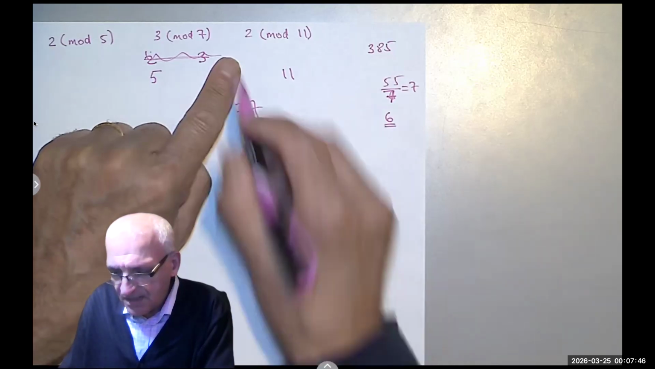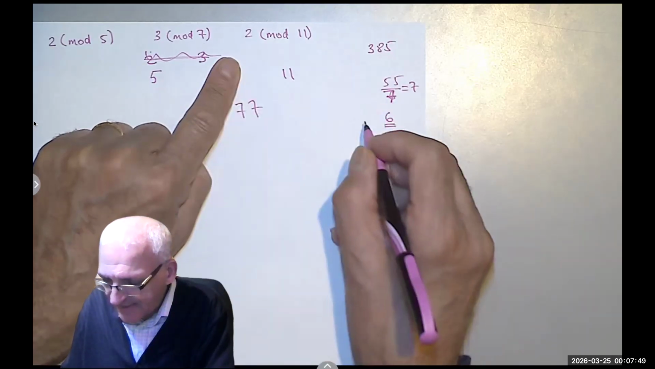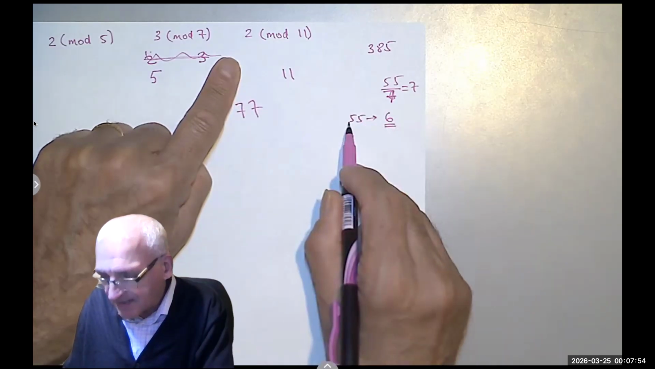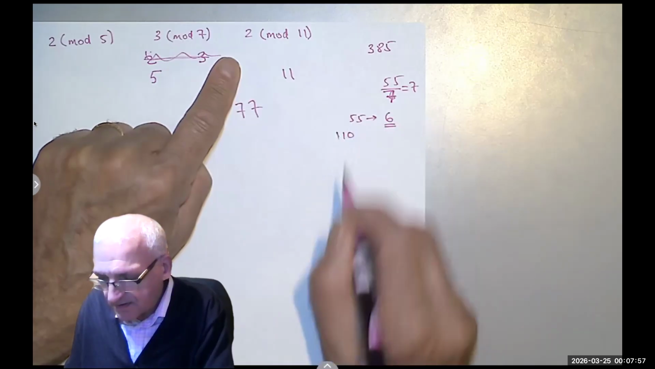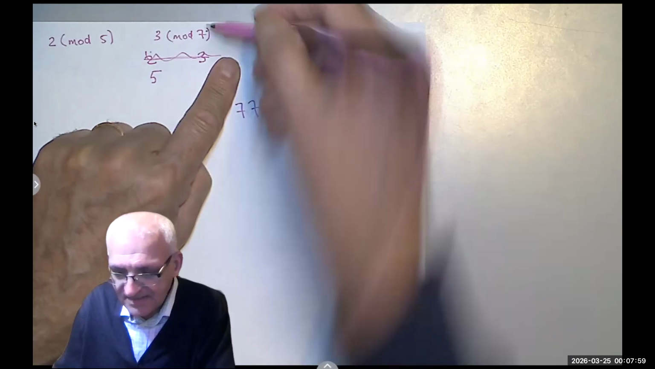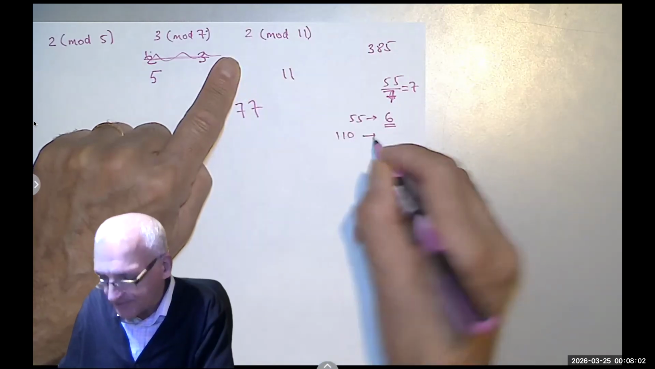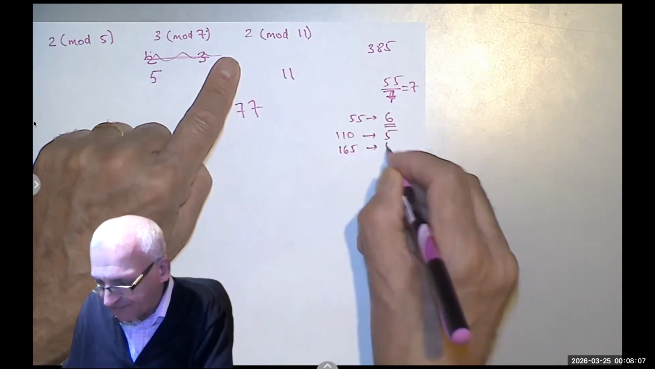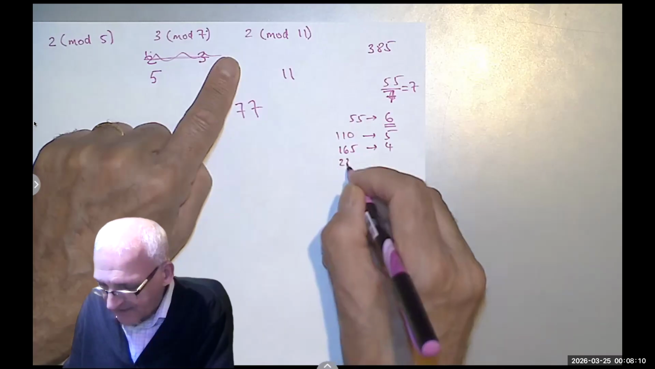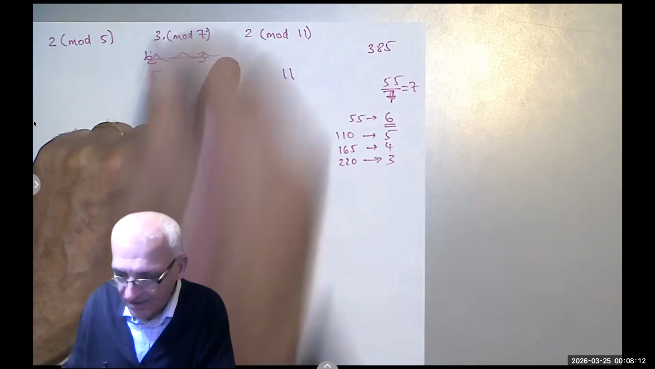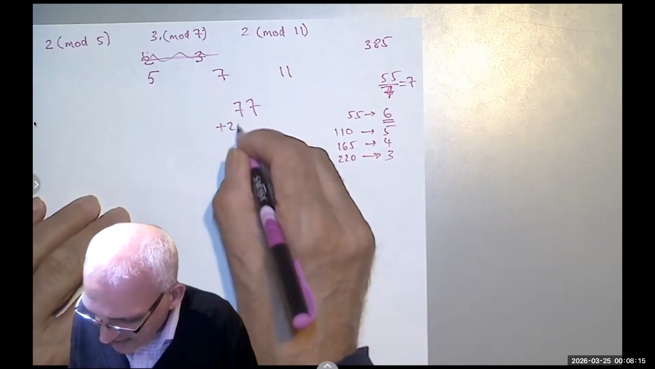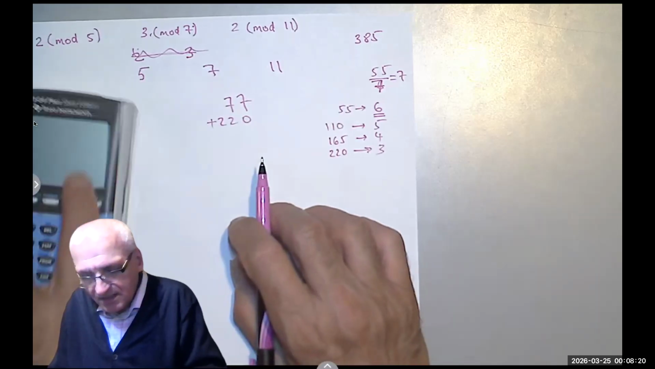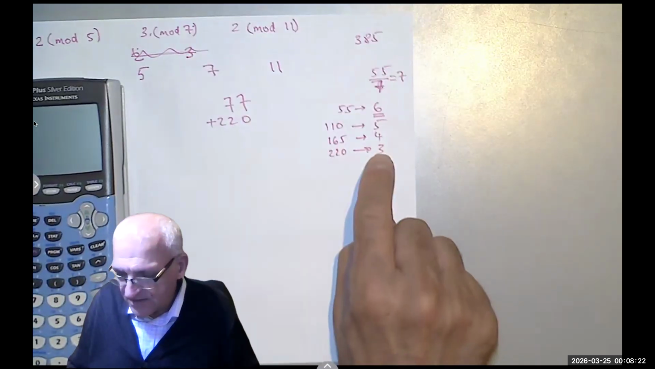But notice, when I took the 55, I get a remainder of 6. Notice 6 is 1 less than 7. So if I add another 55, it drops by 1 again. If I add another 55, the remainder would be 4. And if I add another 55, the remainder would be 3 like I want. So I'm going to say plus 220. Even dividing 220, it gives a remainder of 3.